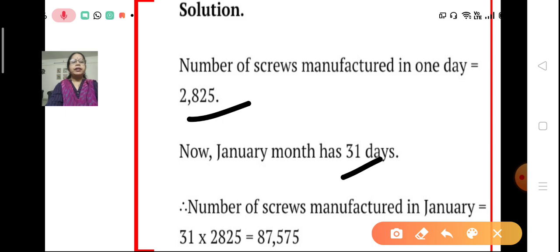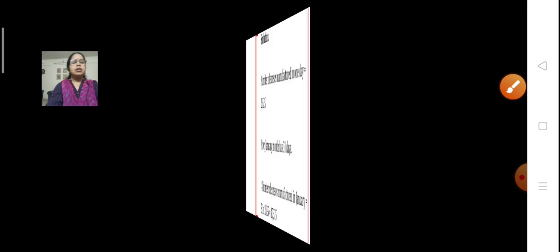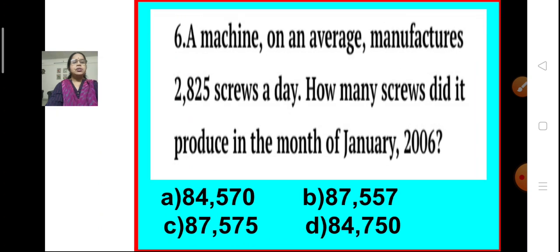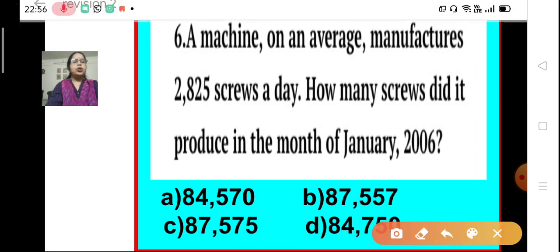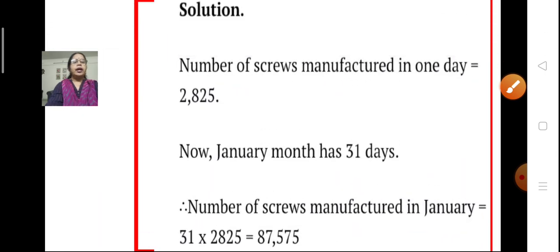So, in the month of January, how many screws are produced? We will simply multiply the number of screws manufactured in one day with the number of days. So, it is 31 multiplied by 2825. And what is the answer? We are getting what is the product? It is 87,575. So, which is the option? 87,575. So, option C is the correct answer. Alright. So, this way you have to solve the problems in your exam.